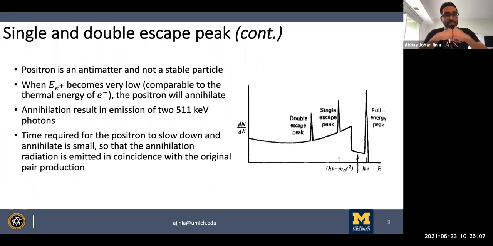As the name suggests, of the two 511 photons that are created, one escapes, and this peak will be at an energy of h nu minus m naught c square. m naught c square is the rest mass energy of the electron. And if both photons escape the detector, then we see a double escape peak, and this will be at h nu minus 2 m naught c square.